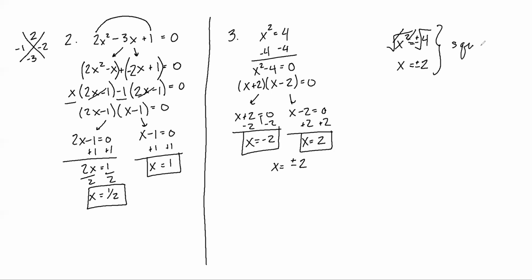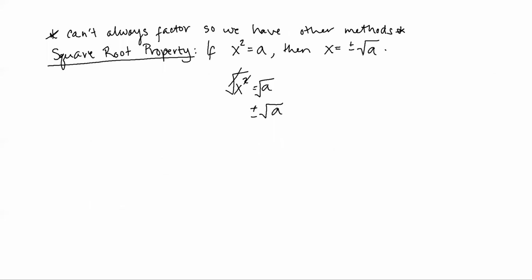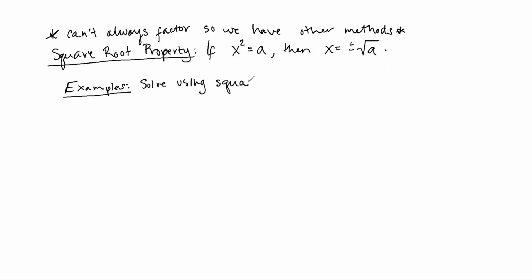So this is the square root property. You'll see you can solve these with the square root property. Sometimes you can also solve them with factoring. So let's go ahead and look at some examples, where we're told to solve using the square root property. Sometimes it'll say solve using the square root property, sometimes it'll just say solve, so you're going to want to know which method to use.